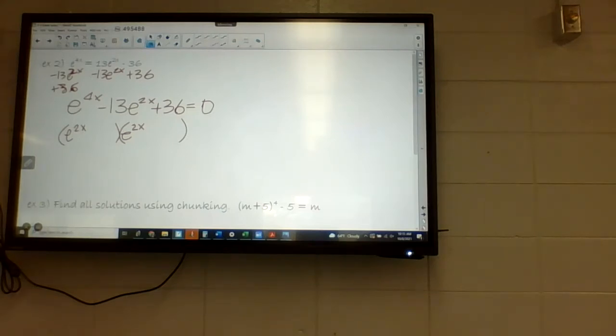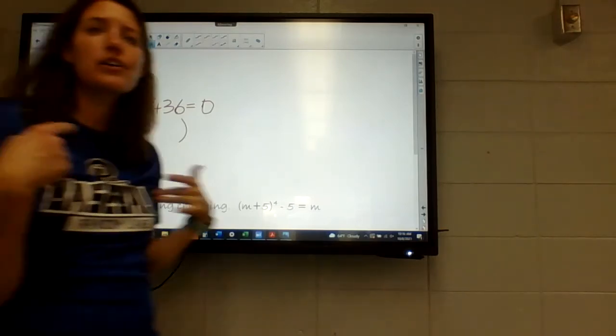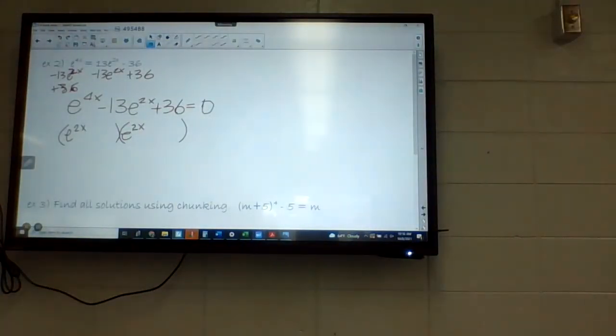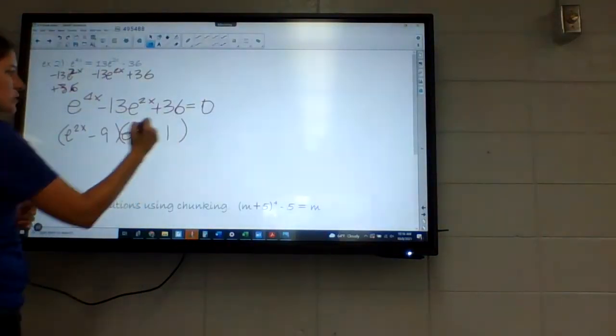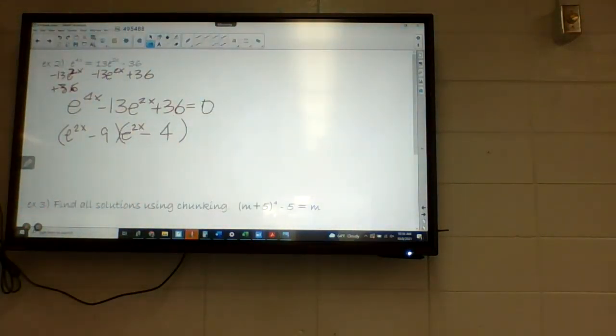What do you think is going to happen in the second half of this? We have the 13 and the 36. What's our rule with this? Add to negative 13, multiply to positive 36. This doesn't need to be any harder because there's e's in the problem. What multiplies to positive 36 but adds to negative 13? Negative 9, negative 4. So again, don't make this like you're doing all sorts of crazy things here.